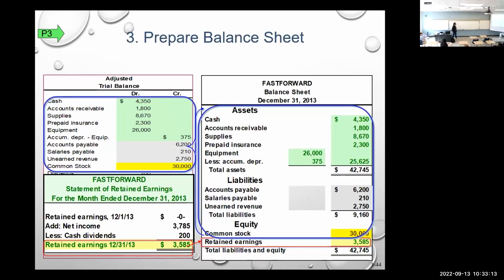The 375, just move it to the other column, the 26,000 less 375? Yeah, because that's accumulated depreciation, that's the contra asset. So you're doing a side calculation here, taking the equipment minus the contra asset to get the book value. Good question. That was perceptive.